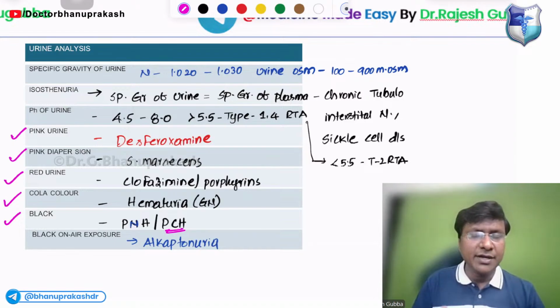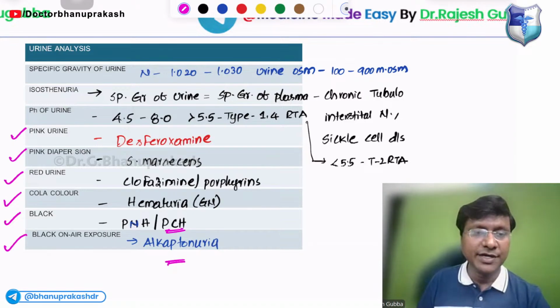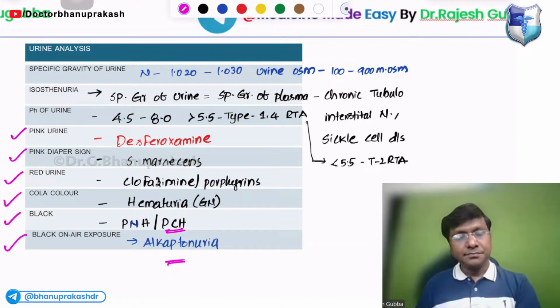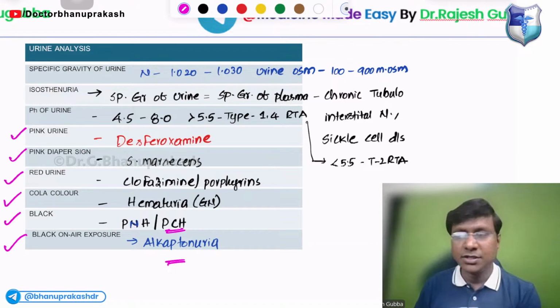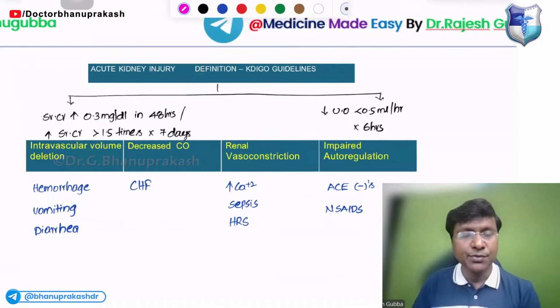And the condition where the urine will turn black in color on exposure to air is observed in case of alkaptonuria, right? So this is about the urine analysis story, right? Now, after having done the urine analysis, we'll move on to the discussion of acute kidney injury.